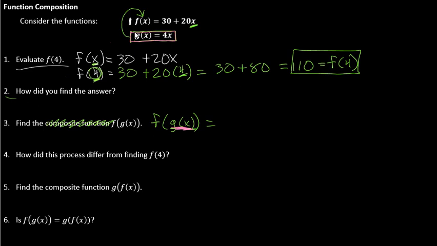Okay, so f of x equals 30 plus 20x. Now instead of x, I'm going to use here in pink, I'm going to use g of x, which is 4x. Okay, so f of g of x, if I simplify and combine like terms wherever I can, which not many places do that, I'm going to have 30 plus 20 times 4x, so plus 80x. And that is f of g of x.